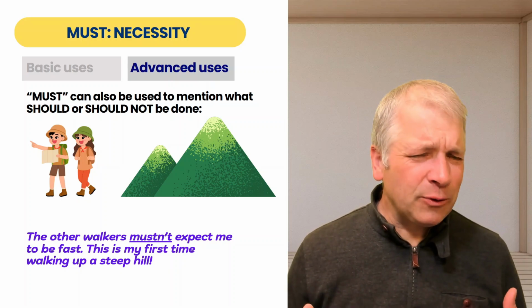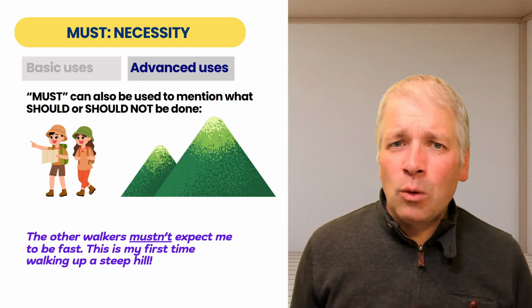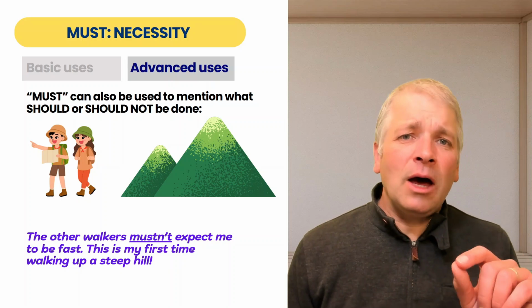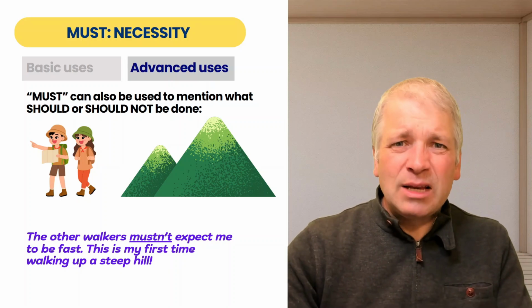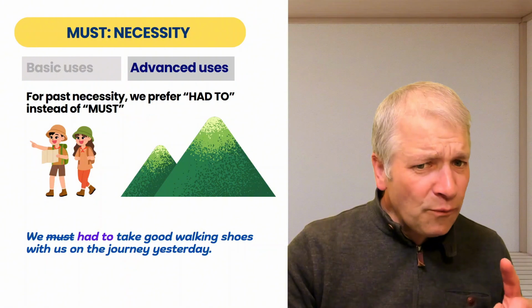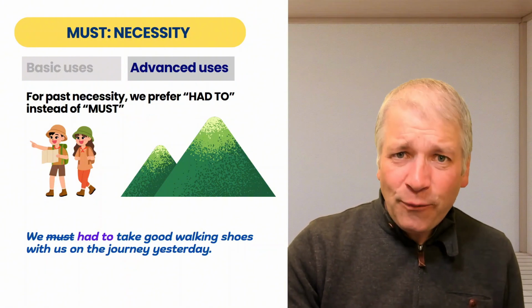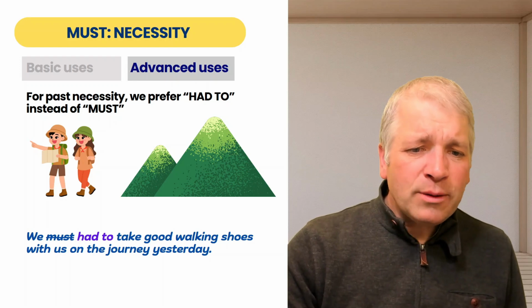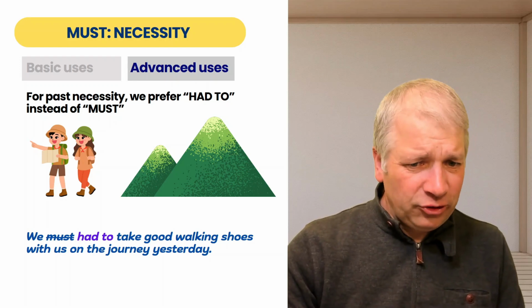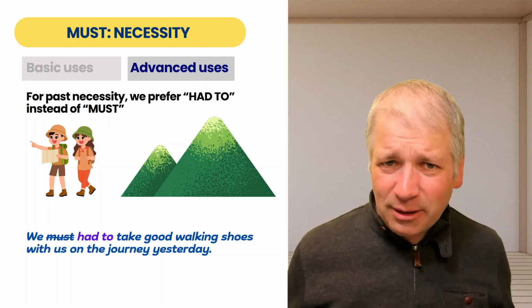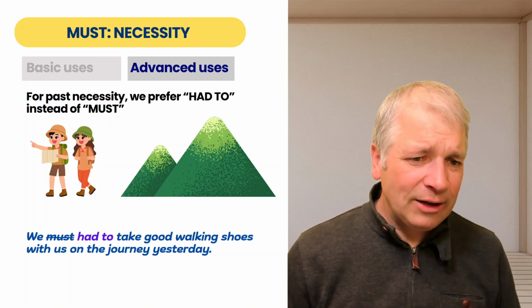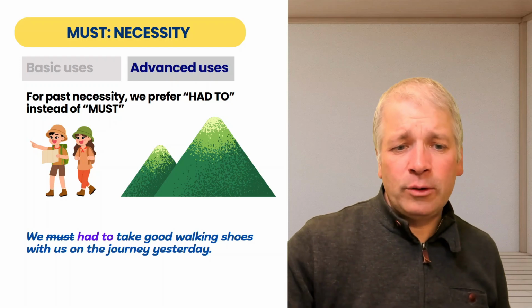So what's the difference between must and should here? Well, must is just a simpler way of saying that this should be the case. It just makes it stronger. For past necessity, we prefer had to instead of must. So instead of we must take good walking shoes with us on the journey yesterday, well, must doesn't have a past form. Instead, we need to use had to. We had to take good walking shoes with us on the journey yesterday.